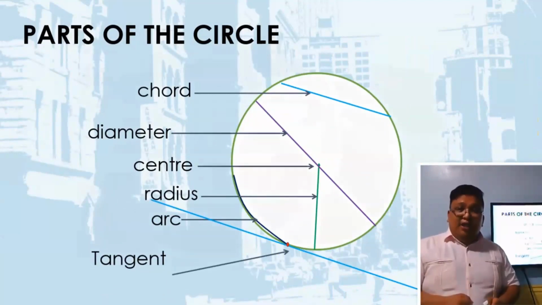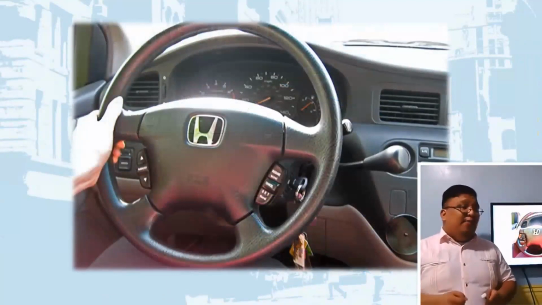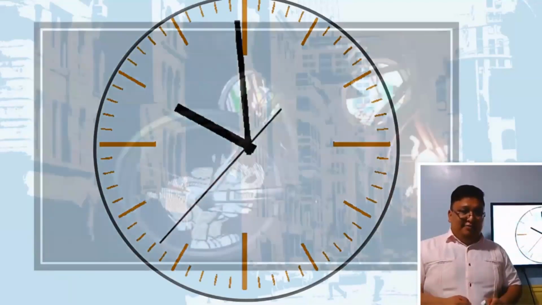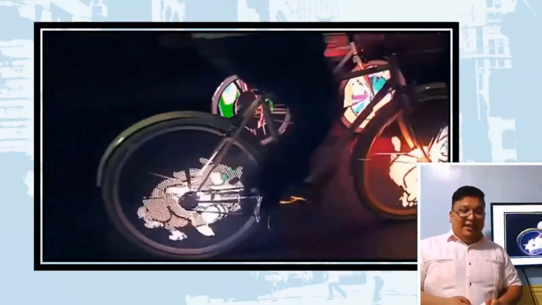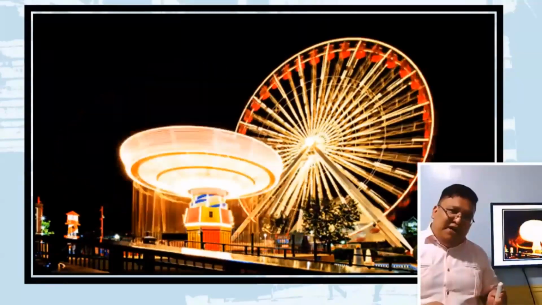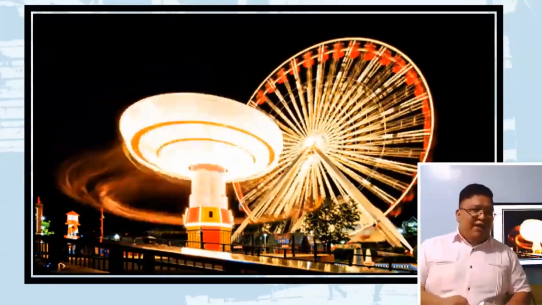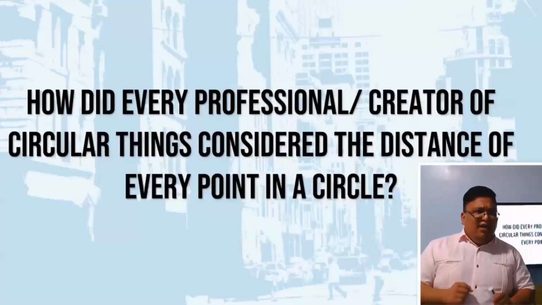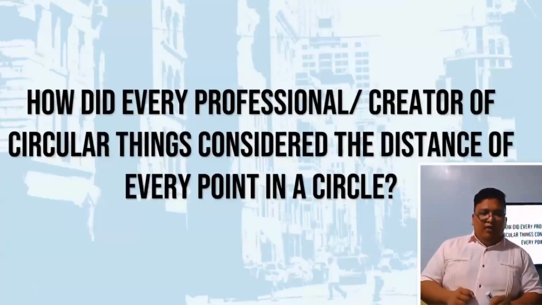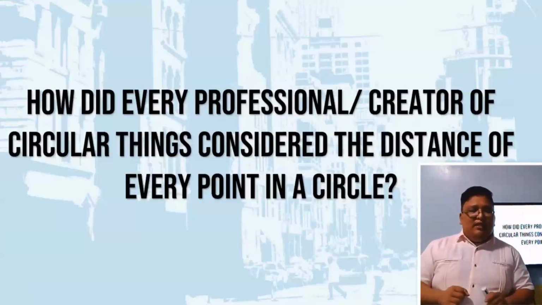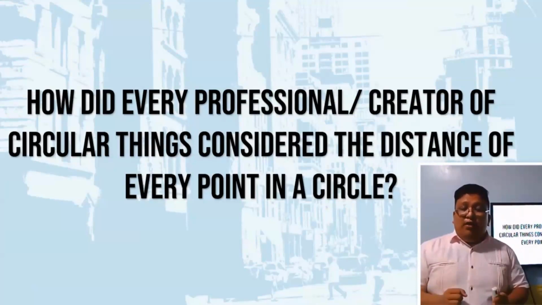And in real-life application, we always see circles, like for example a steering wheel on a car, the clock, the wheels in our bicycles, and of course, the Ferris wheel in an amusement park. We already know that these are applications of circles, but there's one question that we need to answer. And what is that? How did every professional or creator of circular things consider the distance of every point in a circle? We already tackled a while ago and reviewed that center is equidistant from any point on the circle.